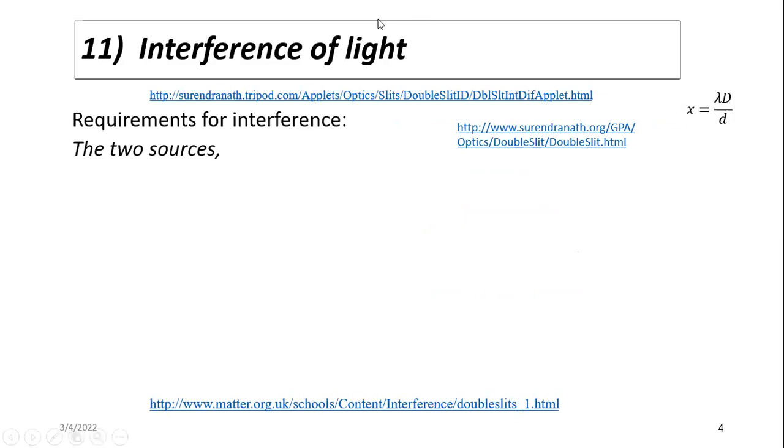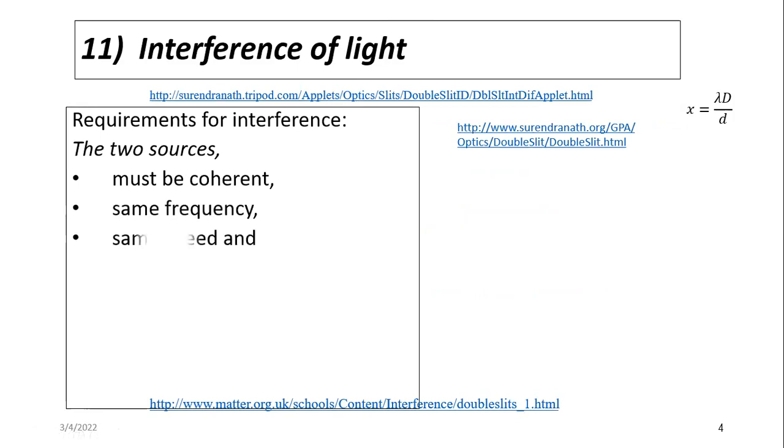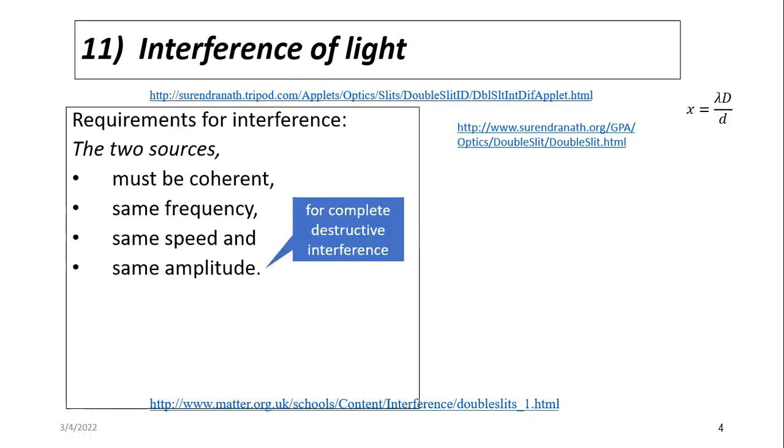Right, interference of light. We are interested in light. Requirement for two-source interference. I hope you have downloaded your worksheet, then you can write down your answer. The two sources must be coherent. Right, that's important. Same frequency, same speed. It can be same frequency or same wavelength, same thing. Same amplitude. Right? If you want complete destruction. If you are not particular about complete destruction, then it's okay, we don't need the same amplitude.